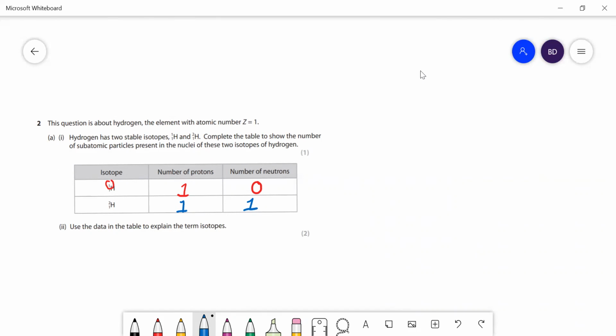Use the data in the table to explain the term isotopes. So isotopes have the same proton number. In this case, it's going to be 1 because they're both hydrogen, but they've got different numbers of neutrons. The 1H has got 0 neutrons, and the 2H has got 1 neutron.